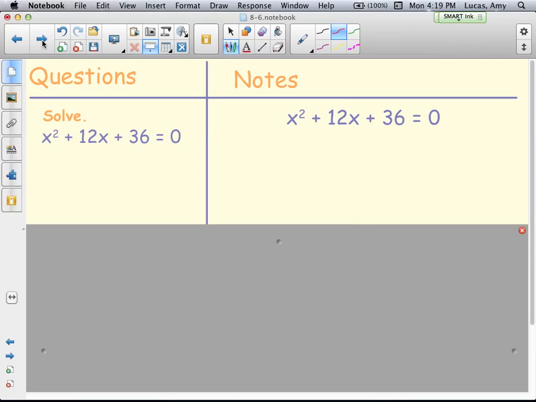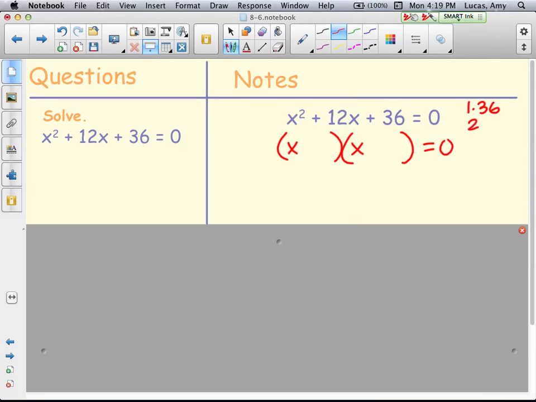Okay, 2 more left to do. X squared would be x times x. 36 could be 1 times 36, 2 times 18, 3 times 12, 4 times 9, or 6 times 6. The one that's going to give us a 12 in the middle is 6 times 6.